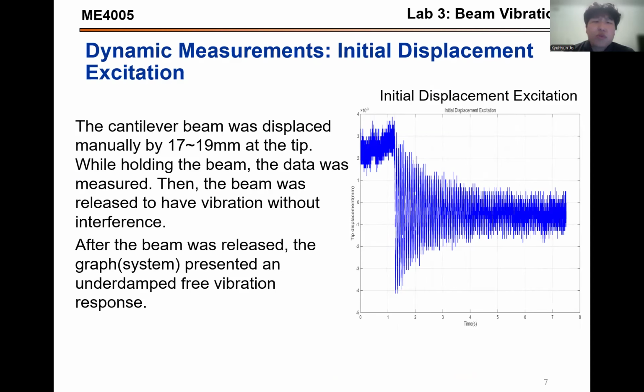Then we're going to move to dynamic measurements, the initial displacement excitation. To explain this, if we say this is the beam and this is fixed, then we hold the beam like this around 18 to 19 millimeters, making sure we do not go over 20 millimeters. Then we release it. That's how it shows on the graph until 1.2 seconds, the high section. After release, you can see the graph decaying like this because the system is absorbing the energy, so it's coming back like this. As you can see, after the beam was released, the graph represented an underdamped free vibration response.